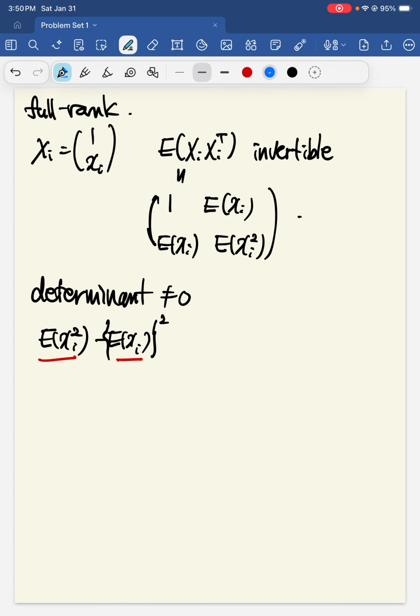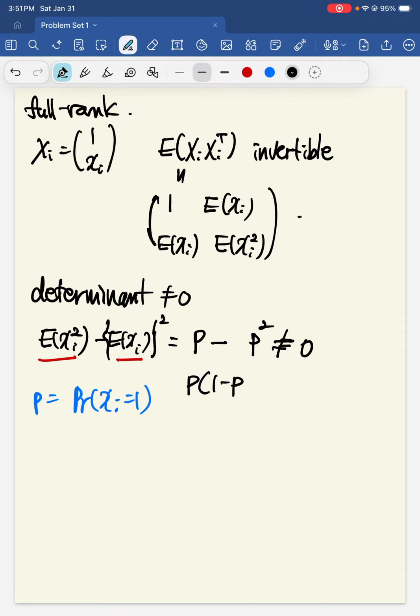Then let's think about the determinant. Here I will use notation P, which is simply probability of 1. I showed you the squared expectation is P minus simple expectation P, but it's squared. So that is what we get, and it shouldn't be 0. What is the condition? When does it become 0?